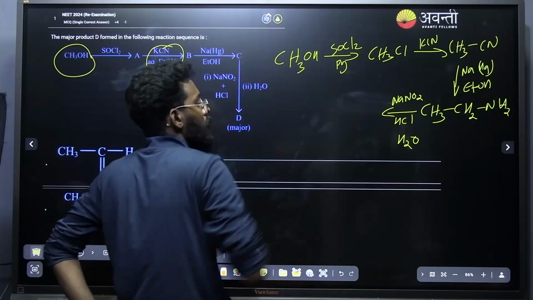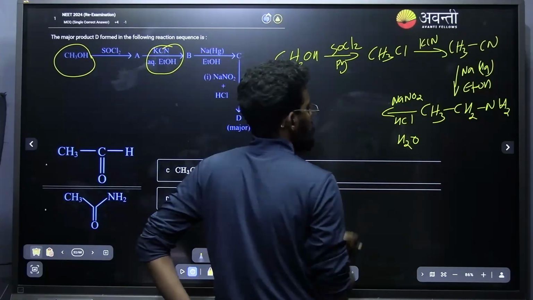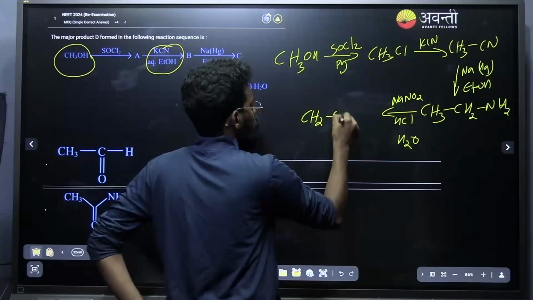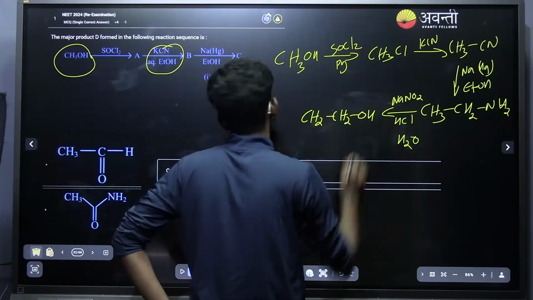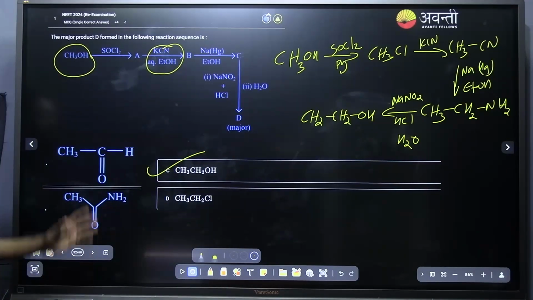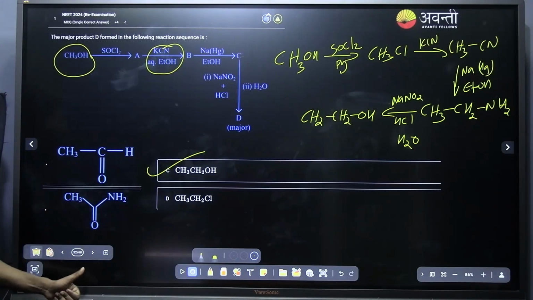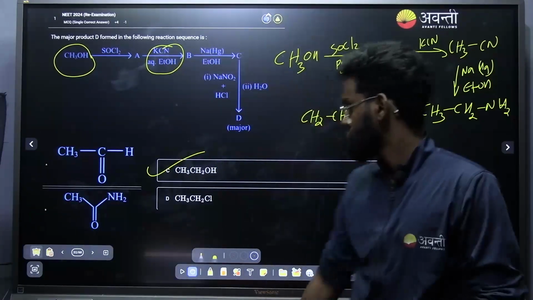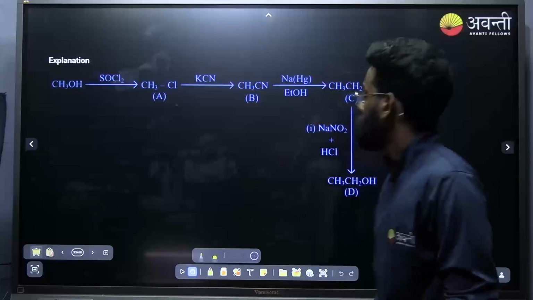Now the last one, this one on treating with NaNO2 and HCl in presence of water, diazotization. We know that primary amine on diazotization, the product is very unstable. It will be immediately converted to alcohol. Yes, you are correct. Very good. So this is the complete. You can see the questions are from different chapters. Hope it is clear. Shall we move to the next question?